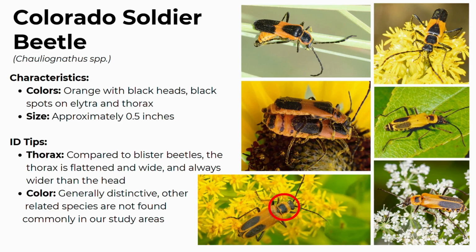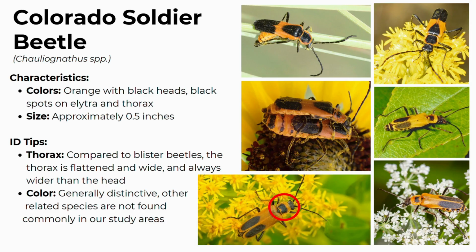The Colorado soldier beetle is probably the beetle I get asked to identify the most. Their orange coloration with black heads, black spots on the elytra and on the thorax are actually relatively distinct in our area. There are other similar related species and other species that look similar, but they're not overlapping in range with a lot of our study areas on the Front Range of Colorado.